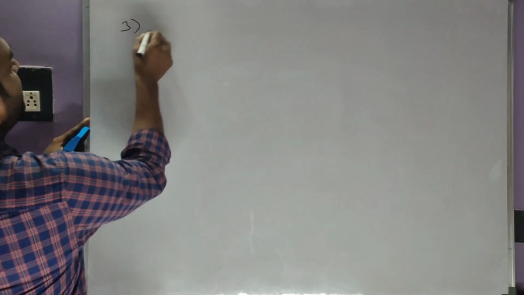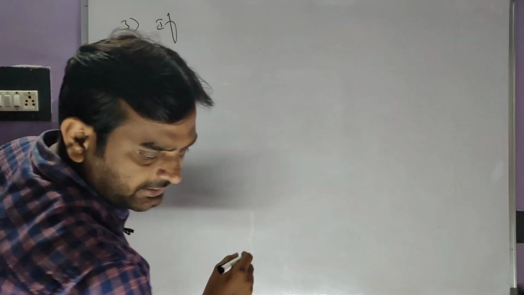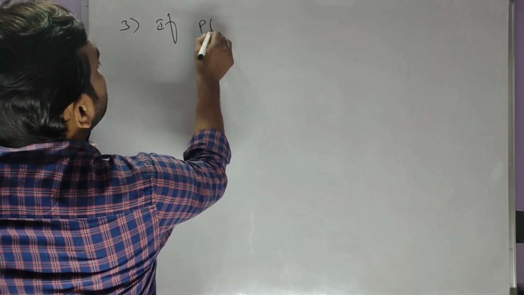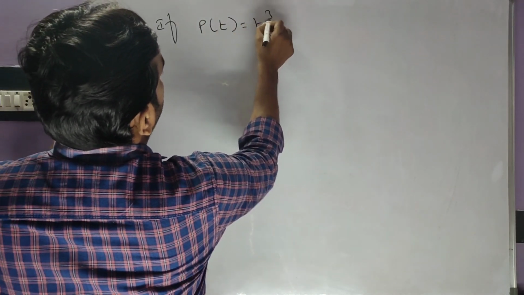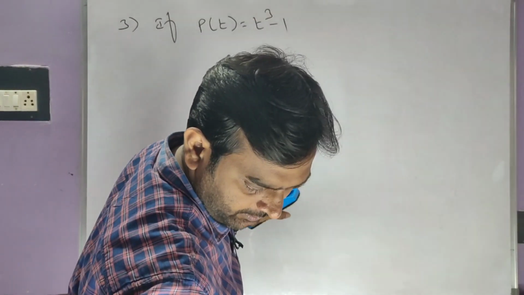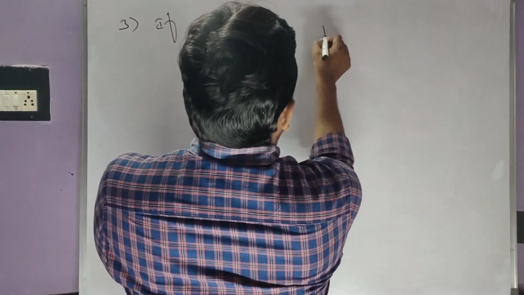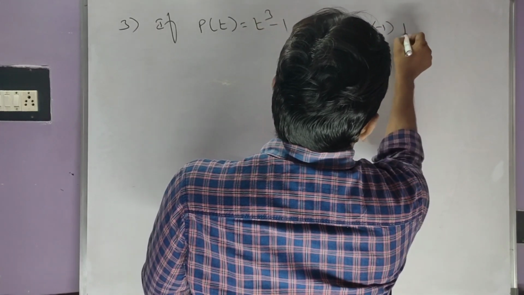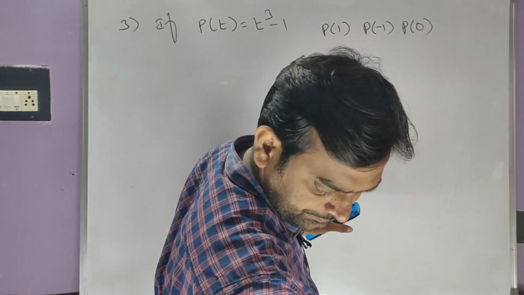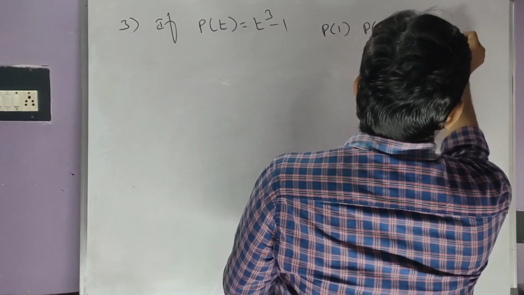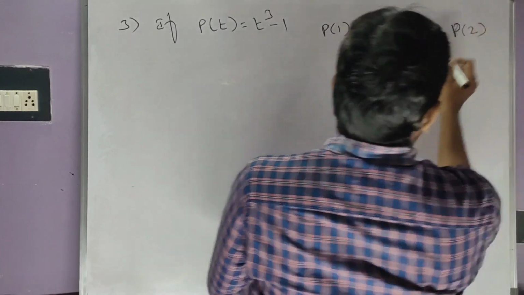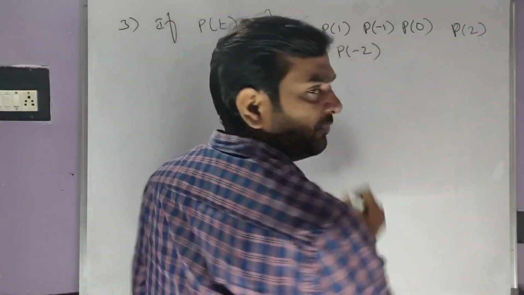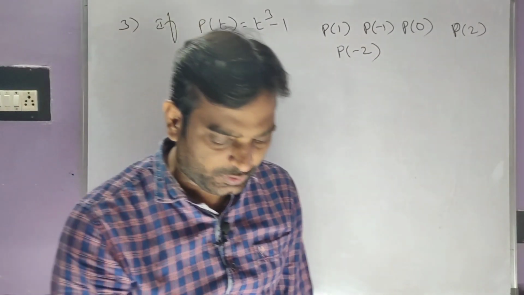Listen, in exercise 3.1, the third problem is given: if the polynomial p of t is equal to t cube minus 1, then find the value of p of 1, p of minus 1, p of 0, p of 2, p of minus 2. Find the values of these.